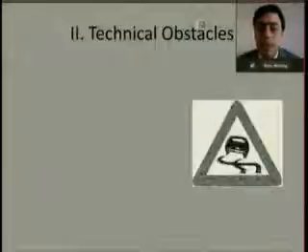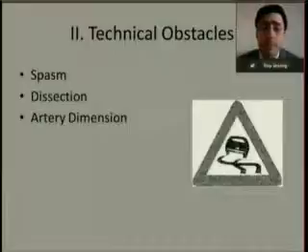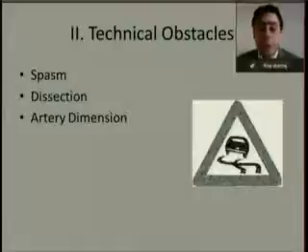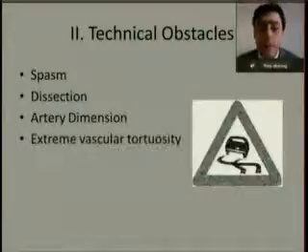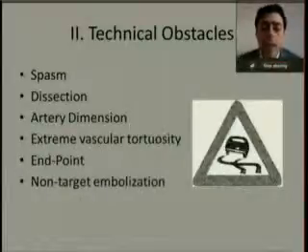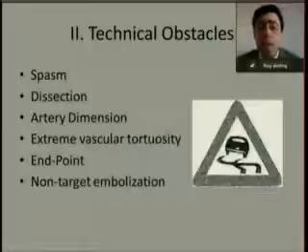There are some technical obstacles although. So we can have spasm because we are talking about arteries, very, very small arteries, very thin. Dissection is also very common. Artery dimension, because it limits feasibility, of course, because we are talking about arteries with about 1.82 millimeters in diameter. Extreme vascular tortuosity. So our endpoint is near stasis, complete devascularization of the prostate. And of course, we have to avoid at all costs non-target embolization in these cases.